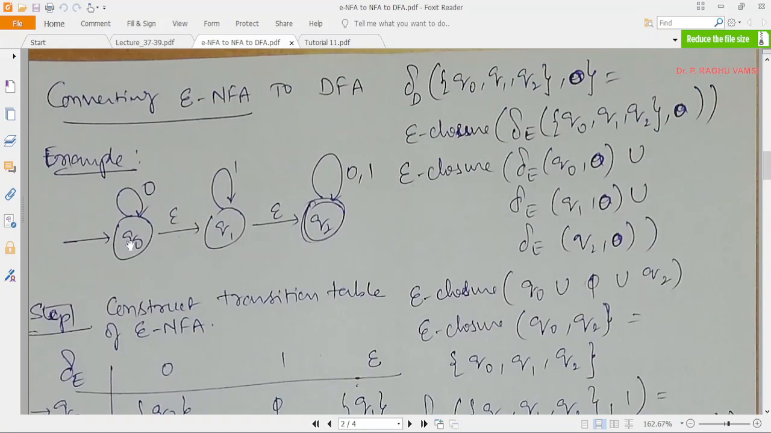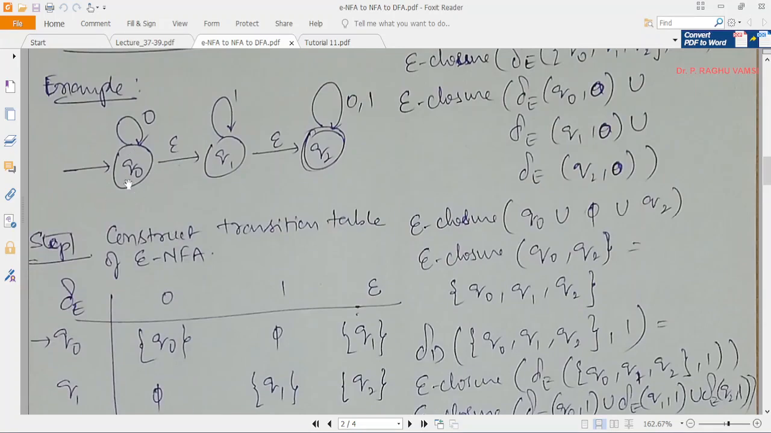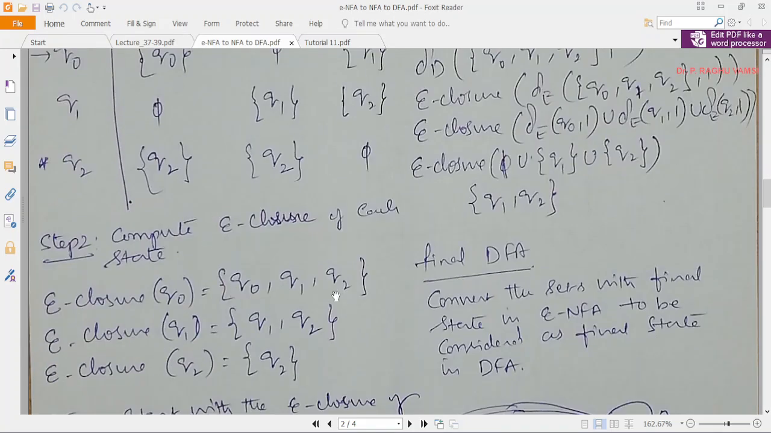Now compute the epsilon closure for each state. Here Q0, Q1, Q2 are there. This is step 2. We know that the epsilon closure of any state is the state itself plus the other states we can reach with epsilon. So the epsilon closure of Q0 is Q0 itself, and with epsilon we go to Q1 as well as Q2, so we include those in the epsilon closure.